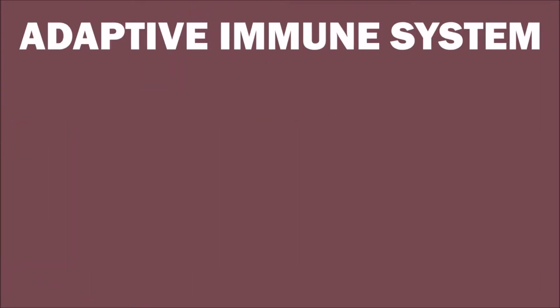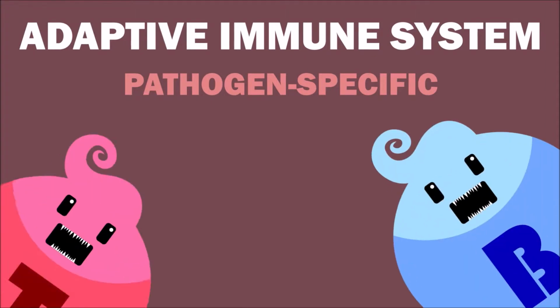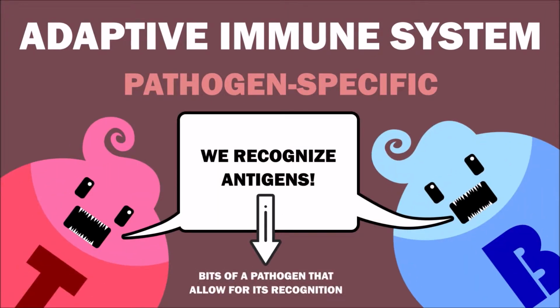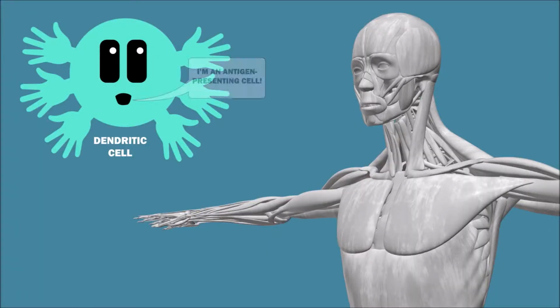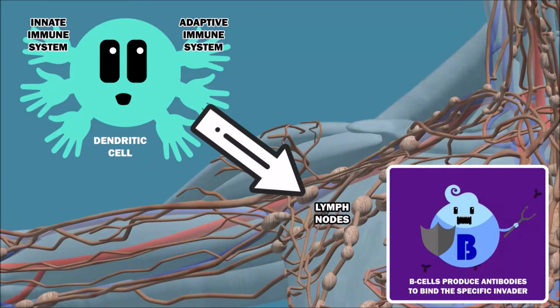Meanwhile, the adaptive immune system brings out pathogen-specific weaponry. This response is thanks to B and T cells, which recognize antigens, bits of a pathogen that allow for its recognition. When dendritic cells, a type of antigen-presenting cell on the bridge between the innate and adaptive immune systems, enter lymph nodes, B cells produce antibodies to bind the specific invader, marking it for destruction by other cells.